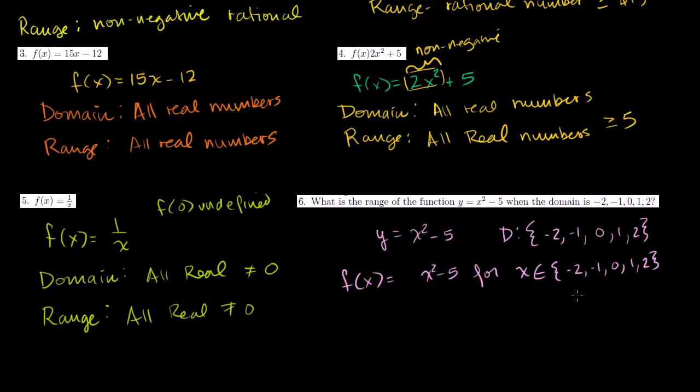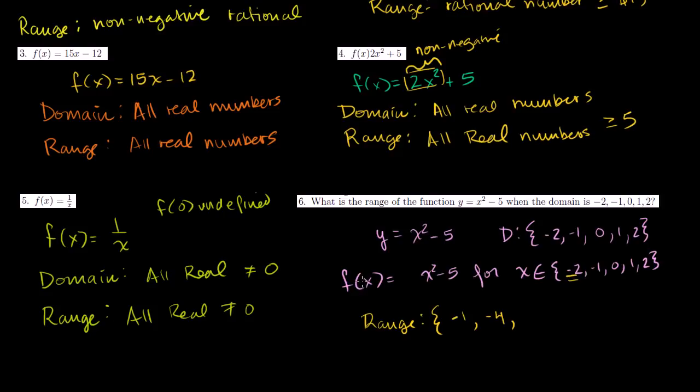So what's the range? Well, the range is all of the values that f of x can take on. So the range is going to be the set of values that we get when we put in all of these different x's. So let's try this first one, -2. -2 squared minus 5. Well, that's 4 minus 5. That's -1. Let's do -1. -1 squared minus 5. That is 1 minus 5. That is -4.